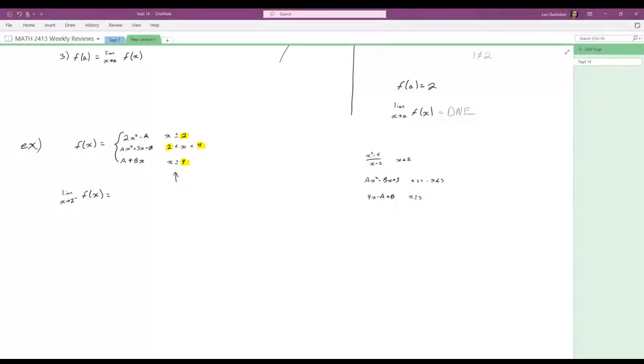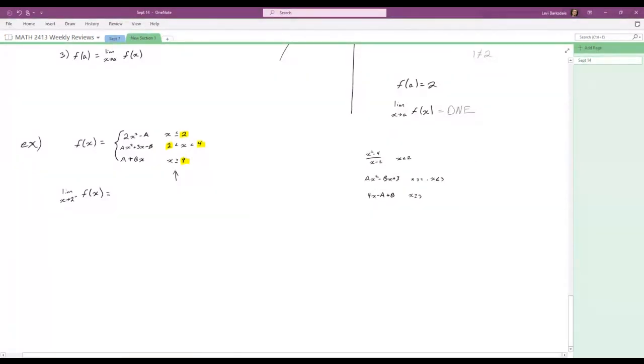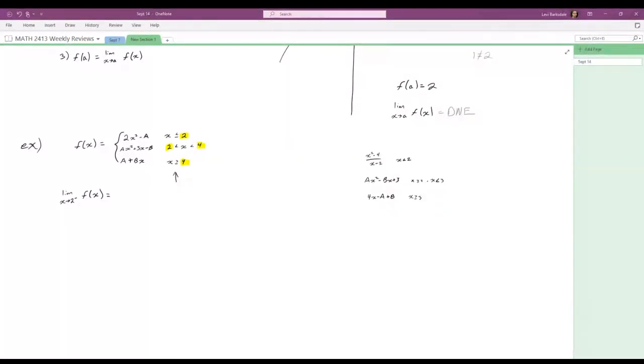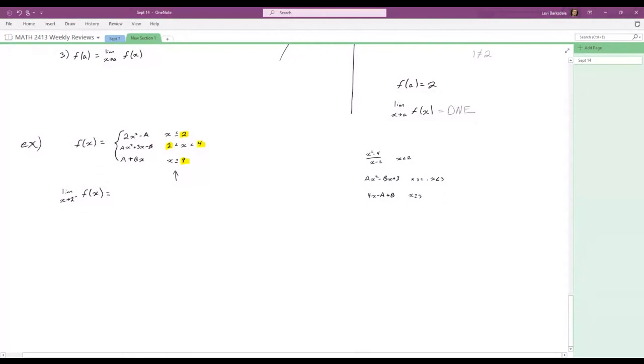And you're saying 8 minus a. All right, I would agree, because if we're approaching from the left side, we need to use our first equation, the one where x is smaller than 2. In this case, it would be 2 times 2 squared minus a. This, of course, is 8 minus a. Okay, what about the limit as x approaches 2 from the right side?